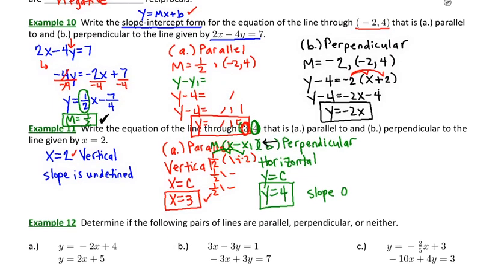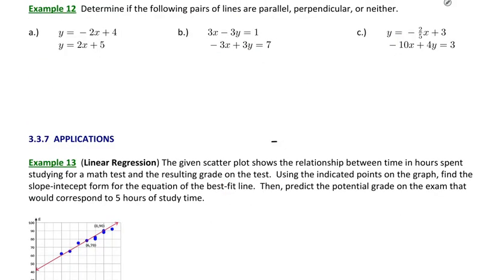Now, with the same criteria in mind, we can also compare pairs of lines. So on example 12, we want to determine if the following pairs of lines are parallel, perpendicular, or neither. In example A, both of our equations are in slope-intercept form. This is really convenient because we can easily identify the slope. Remember, slope-intercept form is mx plus b.